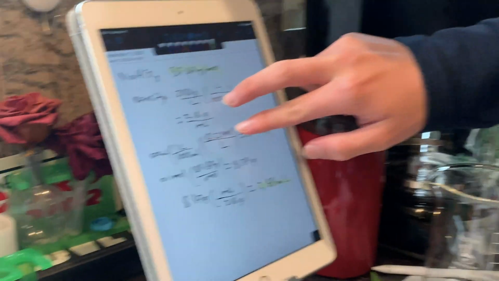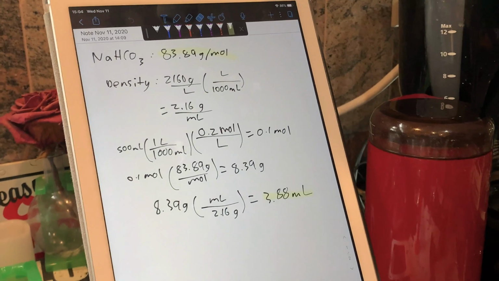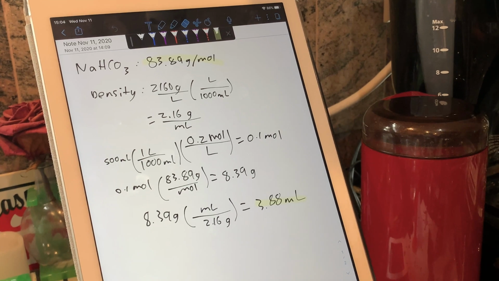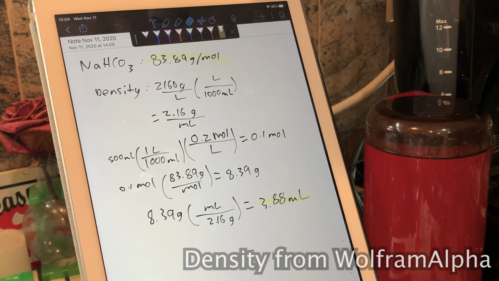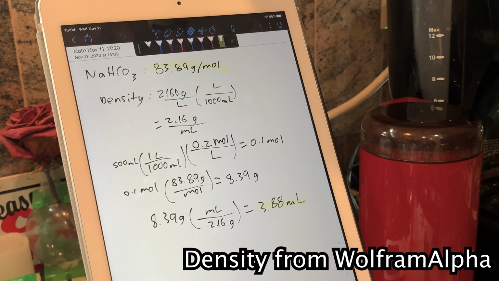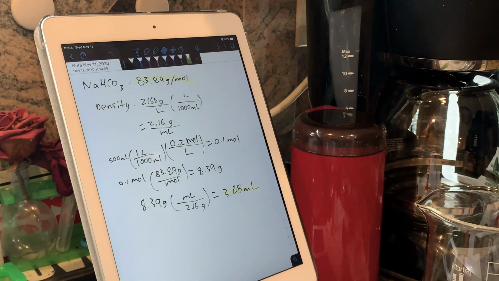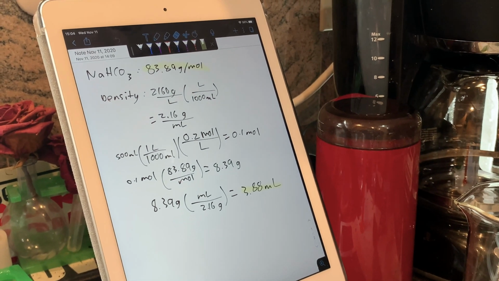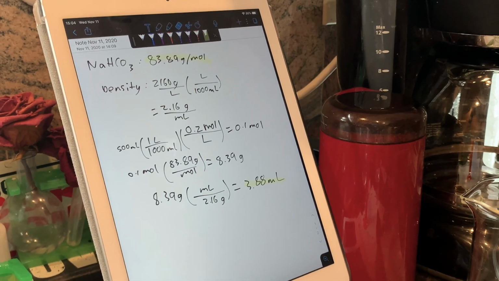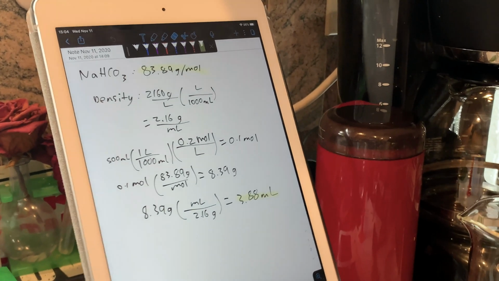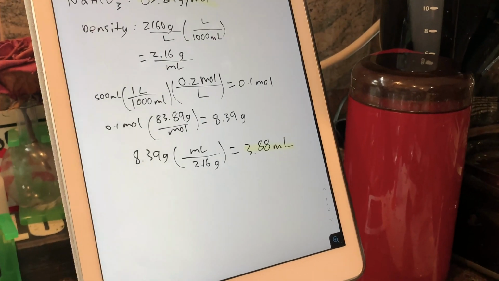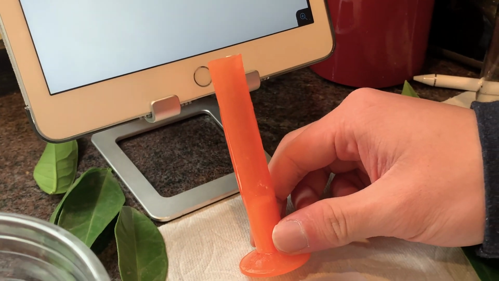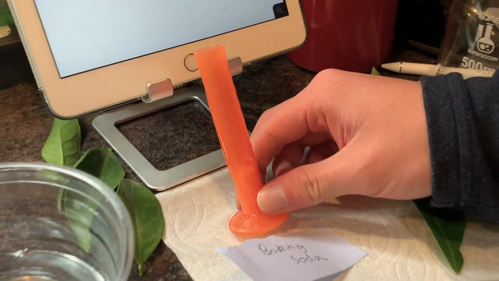I've calculated that because sodium bicarbonate has a molar mass of around 83.89 grams per mole and a density of around 2,160 grams per liter, we can get that for 500 milliliters of water, I'll need 0.1 moles of sodium bicarbonate, and that amounts to around 8.39 grams, which is around 3.88 milliliters. So using those calculations, we measured out 3.88 milliliters of baking soda.